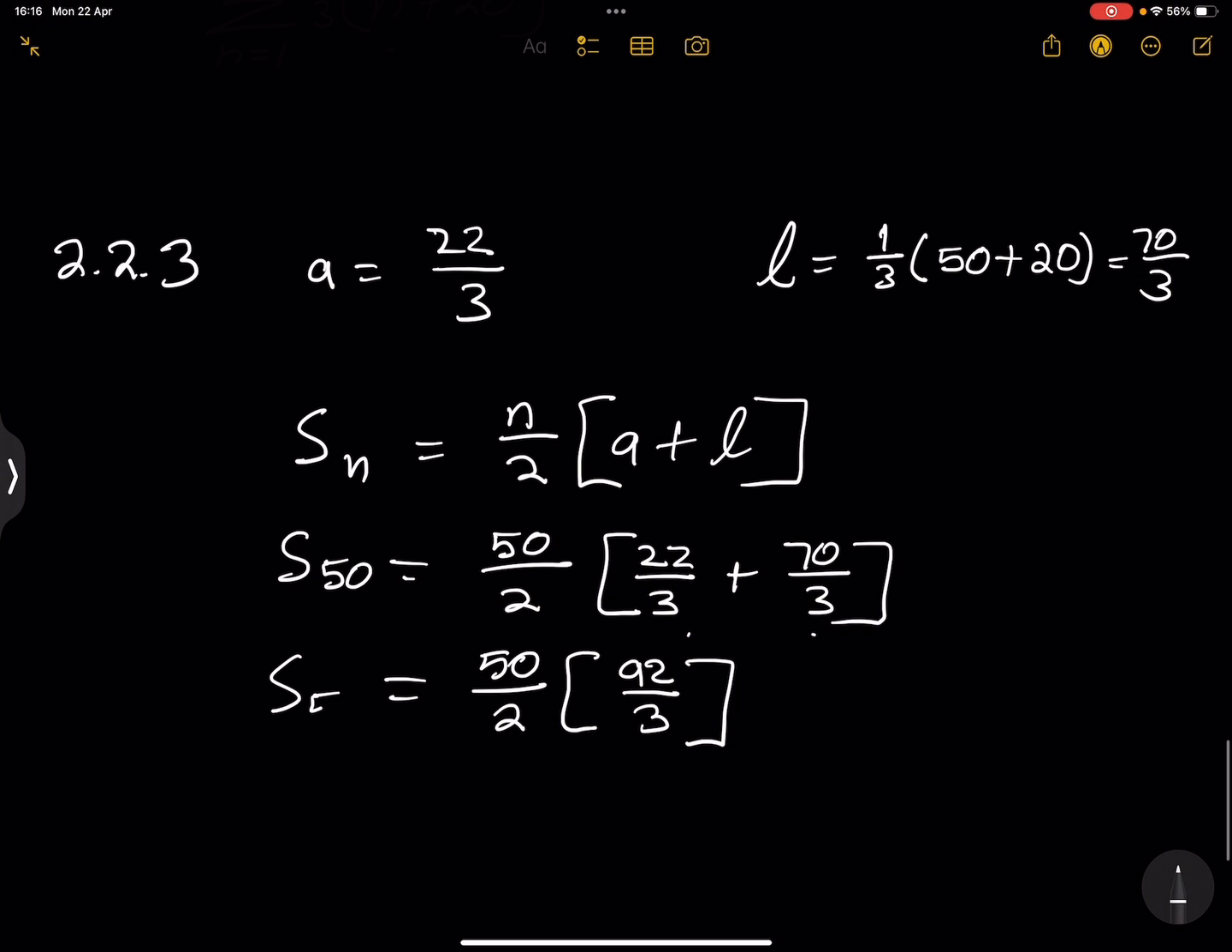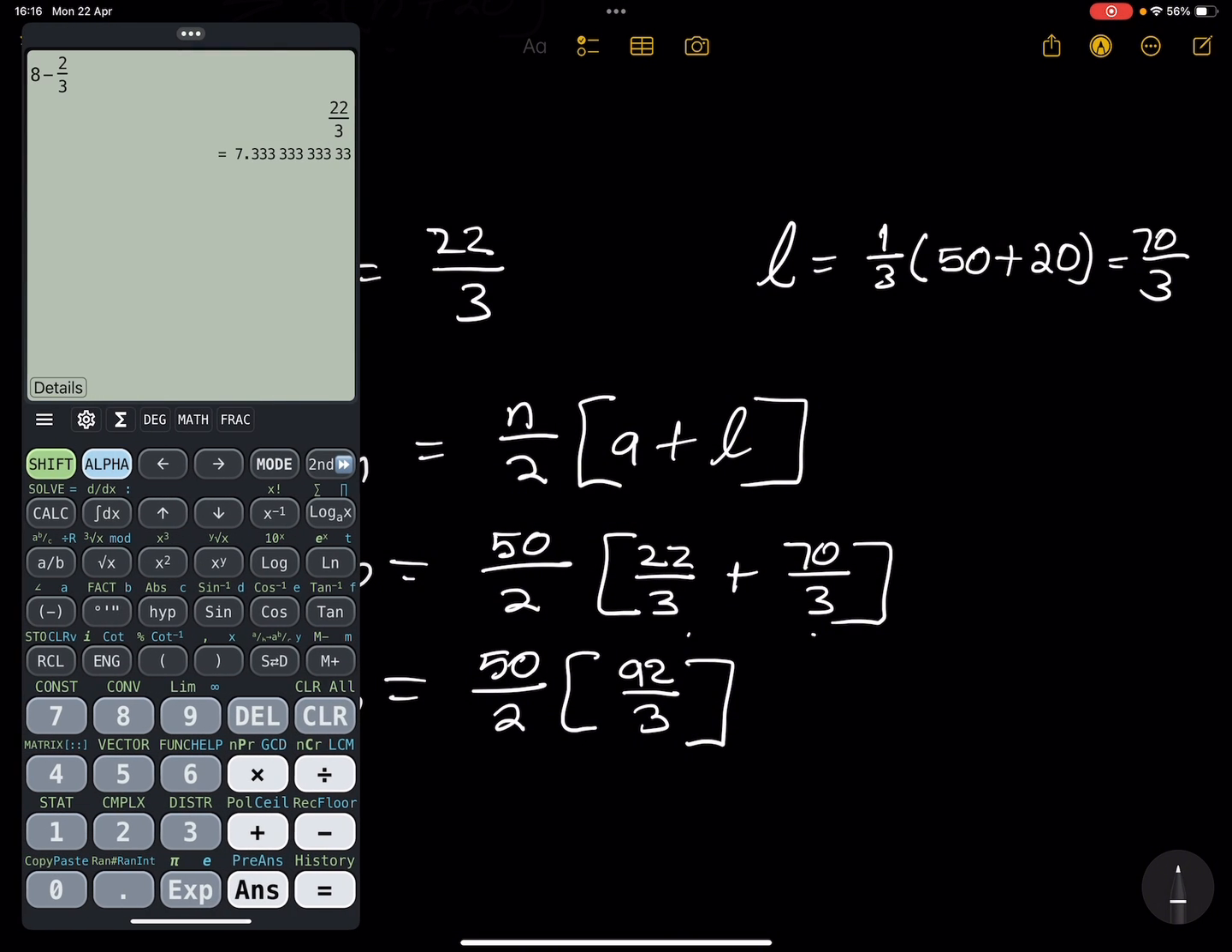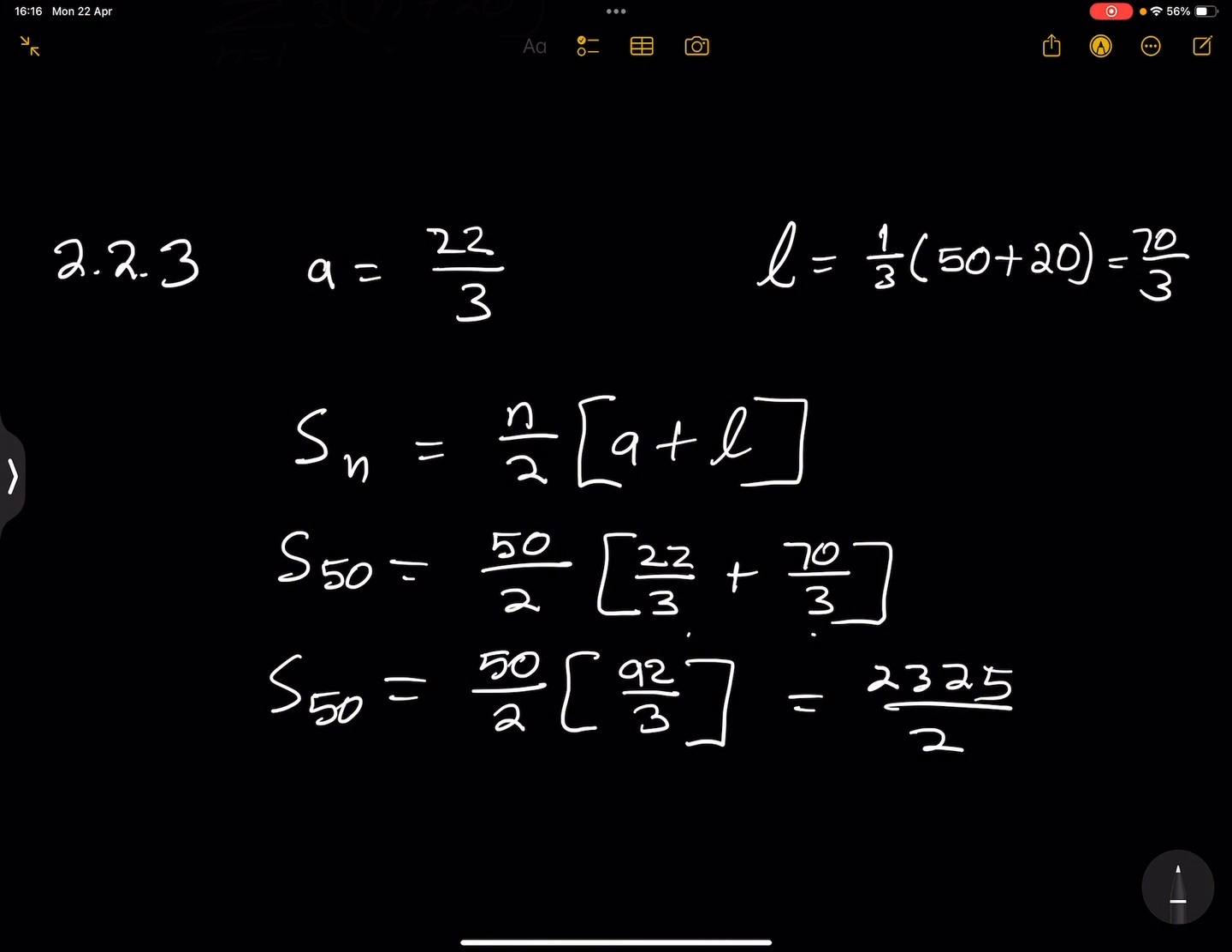And as 50 over 2 is 25, I say 25 times 93 over 2, and in this case, if we want to write it as a fraction, that would be 2325 over 2. Or otherwise I can write it in that format there.